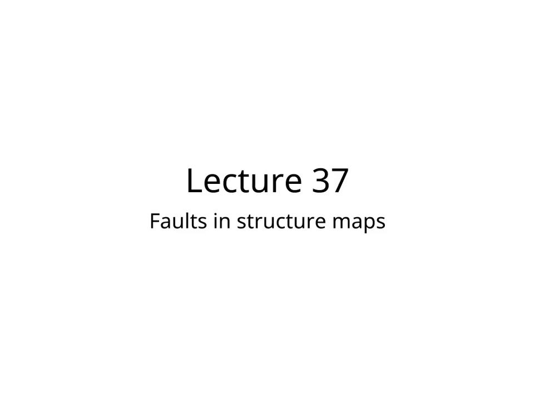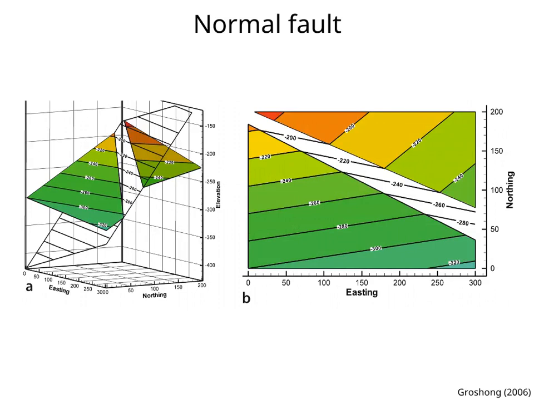Lecture 37, Faults in Structure Maps. Figure A is a three-dimensional model of a normal fault. The fault is represented by the transparent plane with contours of elevation. The horizon that is offset by the fault is colored and contoured by elevation.